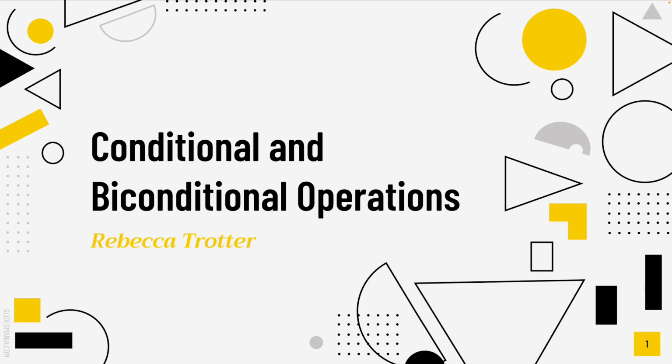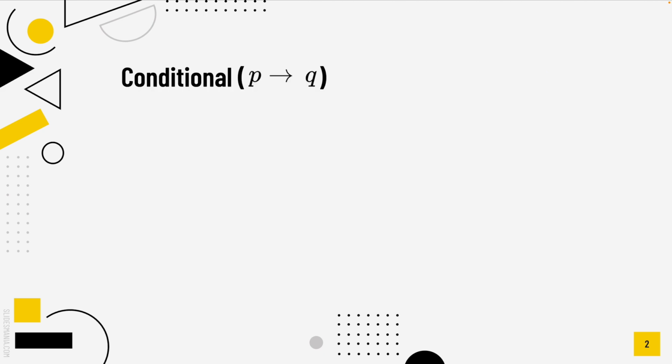Hello everybody, in this video we are going to look at conditional and biconditional operations with truth tables. So we're going to be adding conditional and biconditional operations into our truth tables to tell if a statement is valid. So a conditional statement is where one implies the other. So P in this case implies Q.